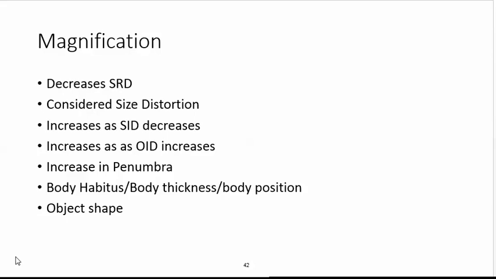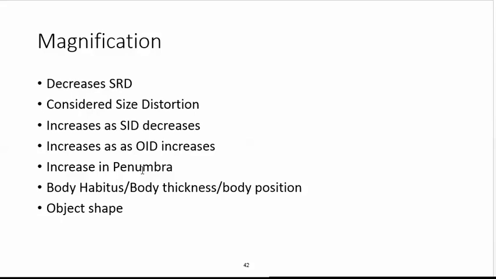Can affect the patient's outcomes. So magnification increases as SID decreases, so it would decrease as SID increases. It increases as OID increases, so it would decrease as OID decreases. It increases penumbra, and it's more prevalent with hypersthenic patients, thicker body types, and can change with body position and object shape.